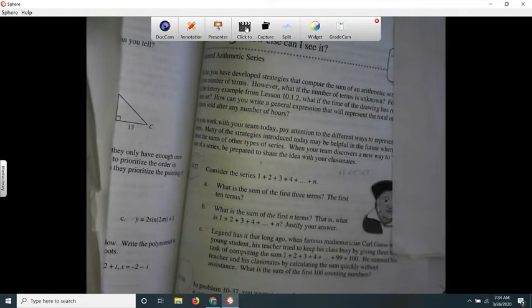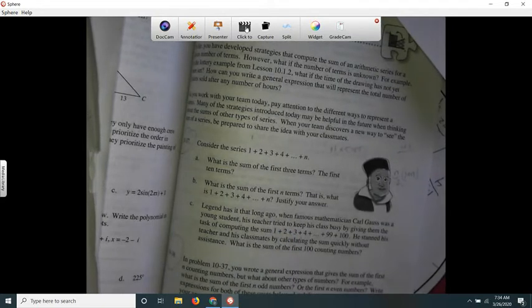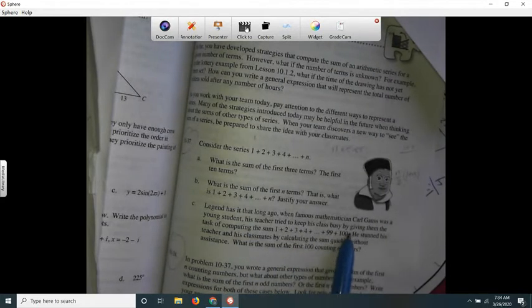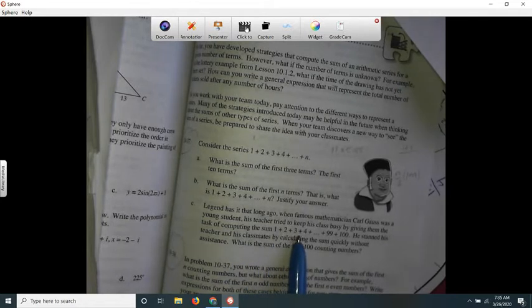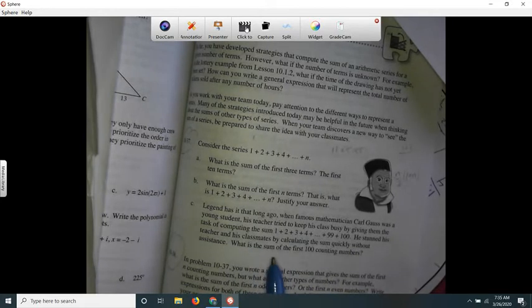It says, legend has it that long ago, when famous mathematician Carl Gauss was a young student, his teacher tried to keep his class busy by giving them the task of computing the sum of 1 plus 2 plus 3 plus 4 all the way up through 100. He stunned his teacher and his classmates by calculating the sum quickly without assistance. What is the sum of the first 100 counting numbers?